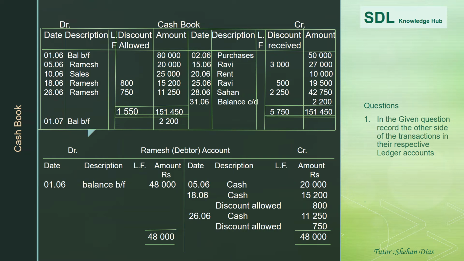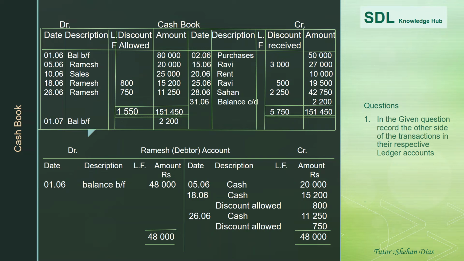Then 500 discount was deducted when Ravi was settled for 20,000. So again Ravi the creditor is being settled, so it will be on the credit side of the cash book. Discount received is shown as 500 and the amount paid in cash is less 500, 19,500. And in Ravi's account record this discount received 500 and 19,500 as cash.